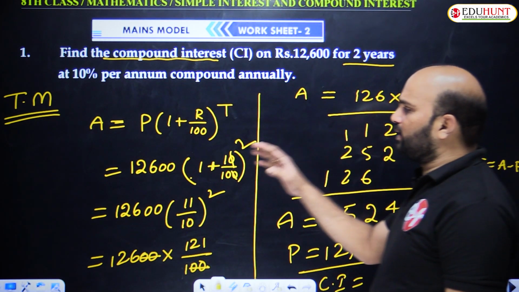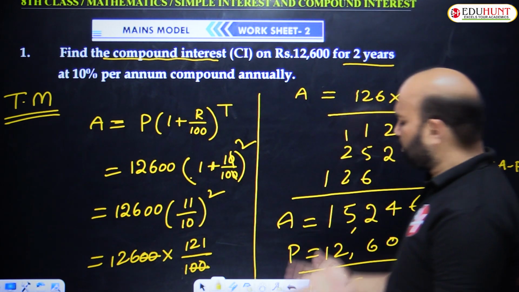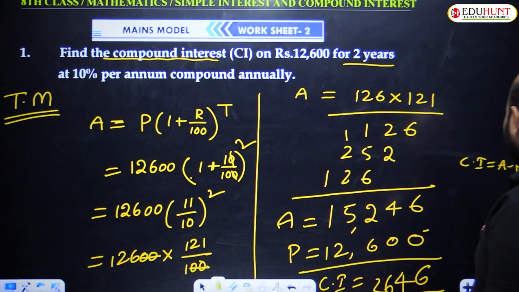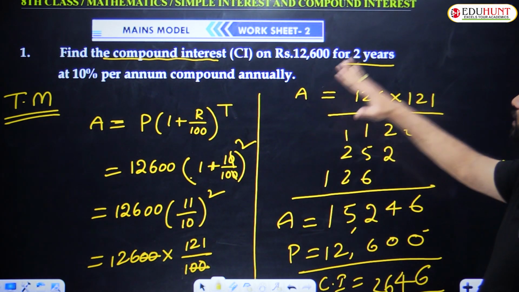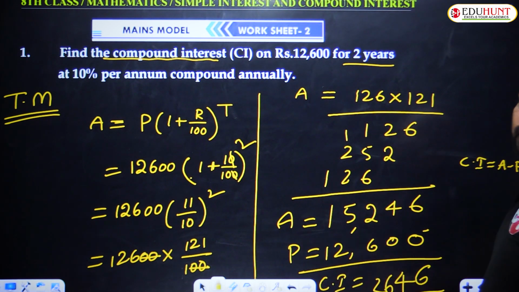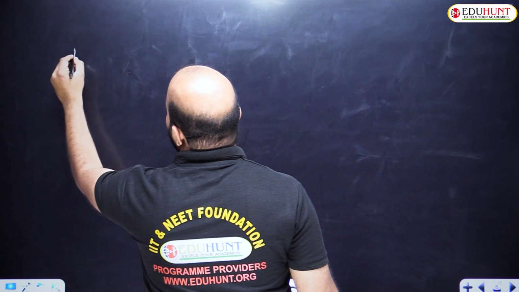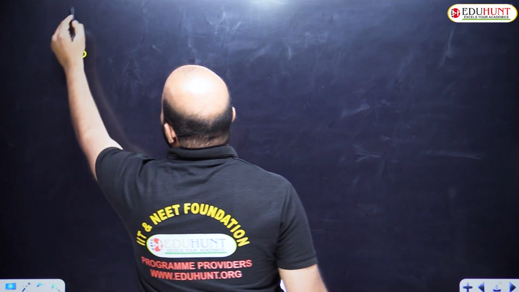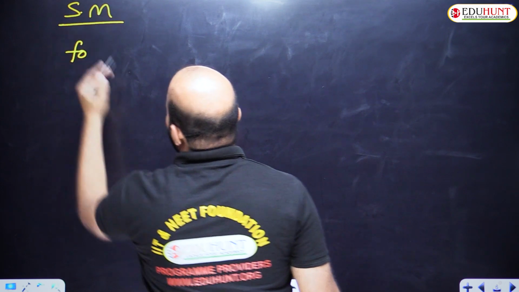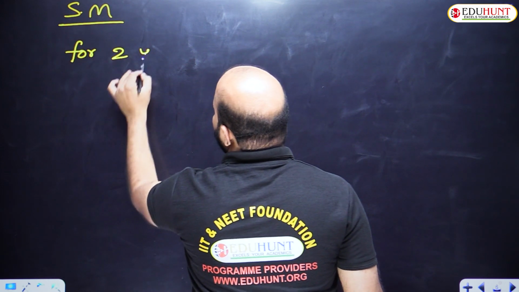First we have to find the A value, then amount minus principal is called compound interest, by using the given data: principal, rate of interest and time. So this is a lengthy process. By using the shortcut method, how are we going to do this? What is the shortcut method? According to the Pascal method, the 2 years formula, this is the shortcut method. Am I clear?